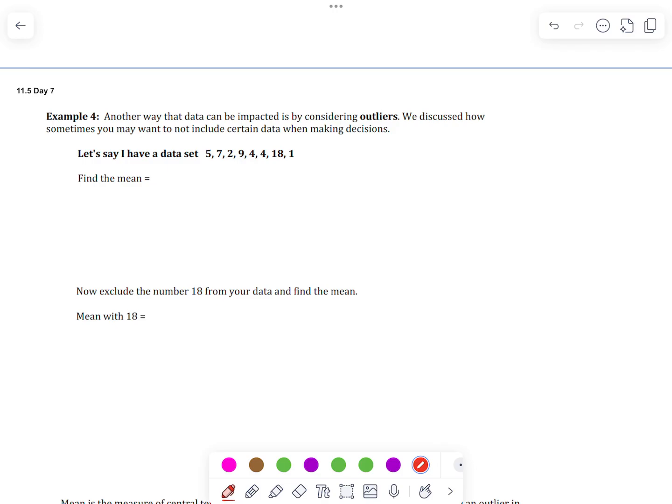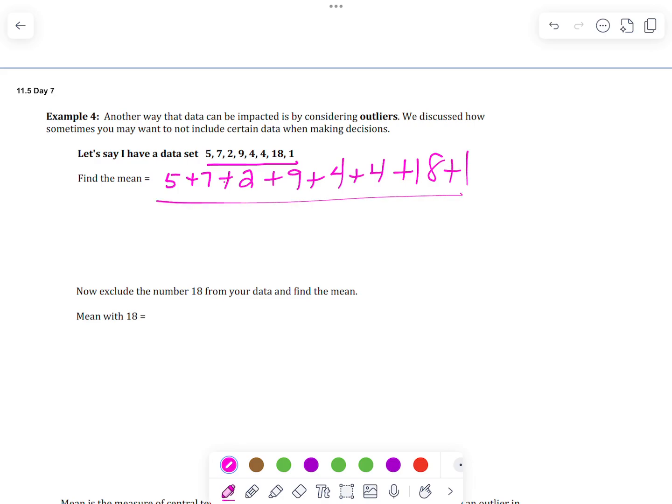All right, last thing to finish up is those outliers. Another way that data can be impacted is having an outlier in your data set. So if we imagine here's our data points and we want to find the mean, we would add up 5 plus 7 plus 2, 9, 4, 4, 18, and 1, and divide by 8, we get 6.25.